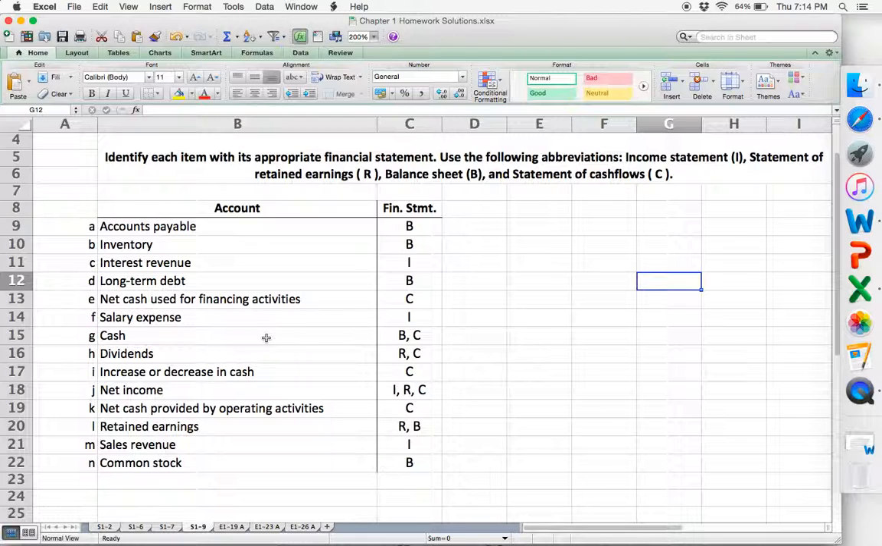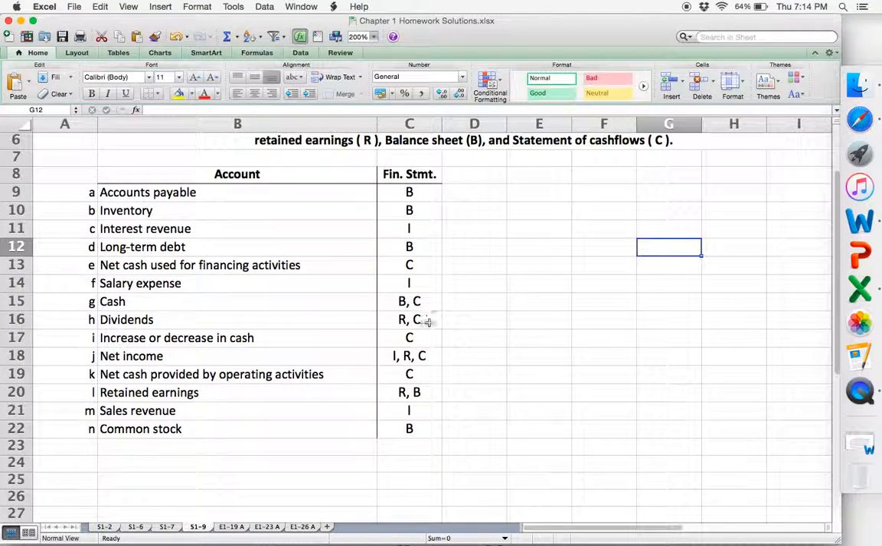Cash, this is technically going to be listed out twice, once on your balance sheet as an asset, and then of course you can't have a statement of cash flows without your cash listed out, so it'll be found on both there. Dividends, this will also be found on statement of cash flows, but it'll also be on your statement of retained earnings. An increase or decrease in cash, this is going to be on your statement of cash flows because it is looking exactly at how your cash has been used during that period.